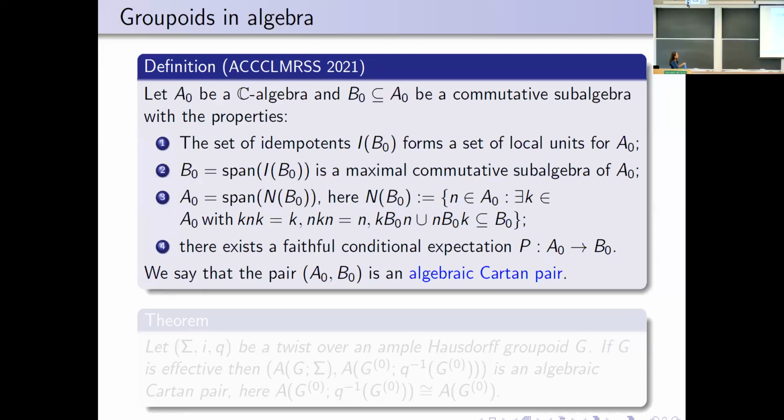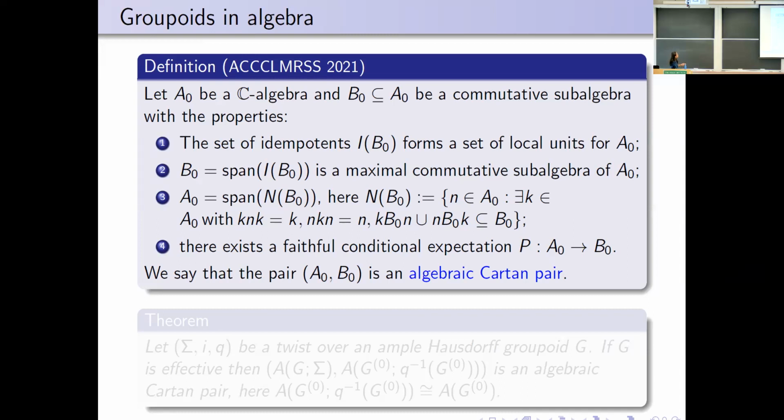As you can see, the condition is actually very similar to the previous standard C-star Cartan condition. The only difference is that when we look at the regularity condition, because now we only consider the algebraic structure, we don't have the star operation from a C-star algebra. That was the reason the normalizer needed to be revised a little bit, okay? So we still have regularity. This means that my larger algebra is still the span of the normalizer. And then we also have the faithful conditional expectation.